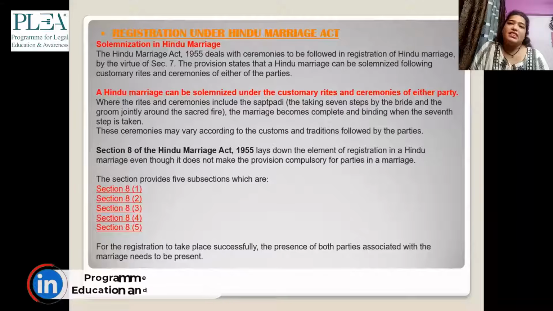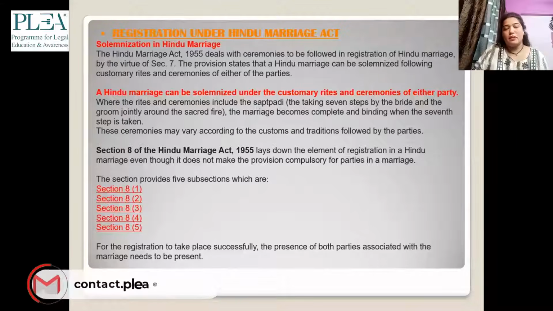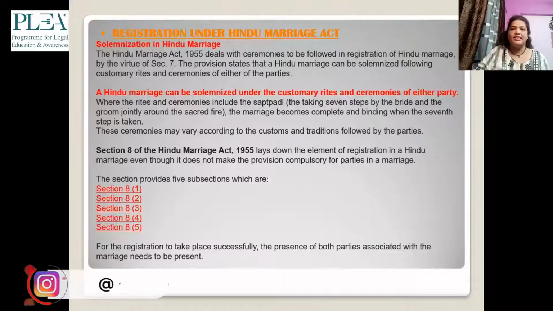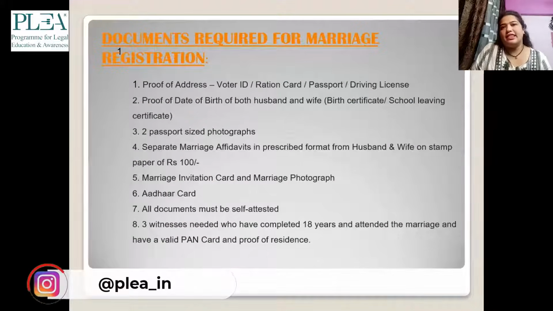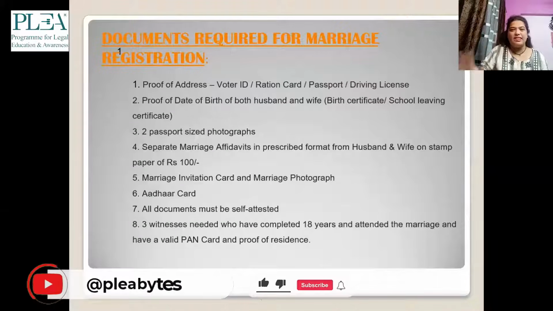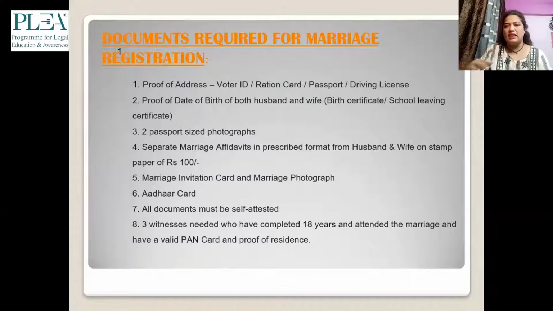Then the registration has to take place successfully. The presence of both the parties, that is the husband and the wife, is needed before the marriage registration office, before the officer who will register the marriage. The documents required for the marriage registration may vary from place to place depending upon where you are registering your marriage, so one or two documents here and there. Nowadays some documents have been removed, which are not considered very important. Okay, then what all is required?